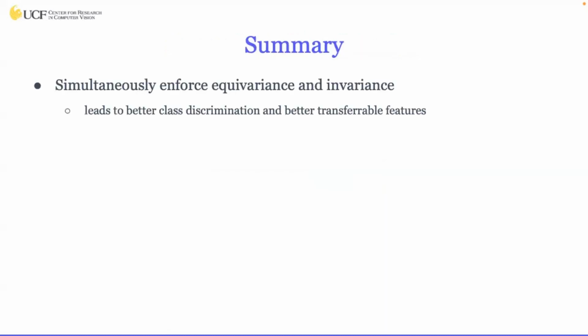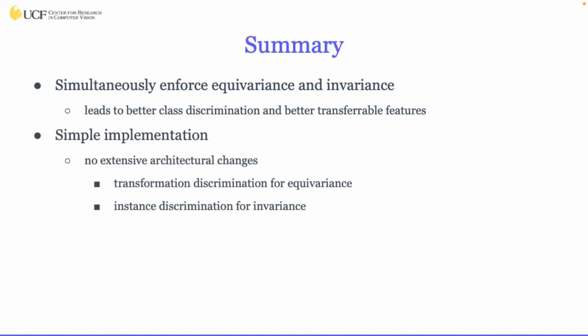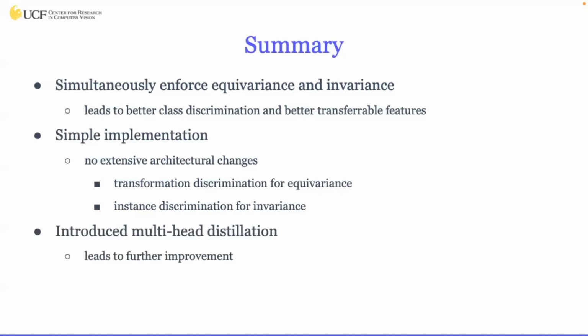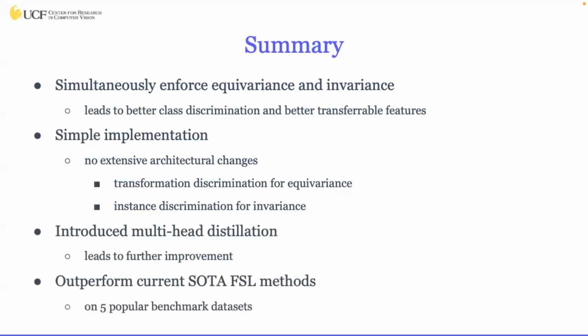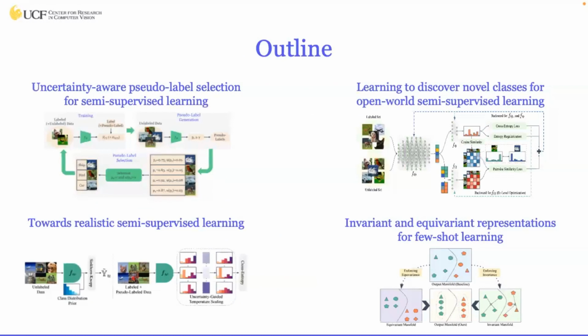So to summarize, in this work, we simultaneously enforce equivariance and invariance, which leads to better class discrimination and better transferable features. Our implementation is simple. It does not require extensive architectural changes. We introduce multi-head distillation, which leads to further improvement. We also outperform current state-of-the-art few-shot learning methods on multiple benchmark datasets. So this concludes our final work, invariant and equivariant representations for few-shot learning.